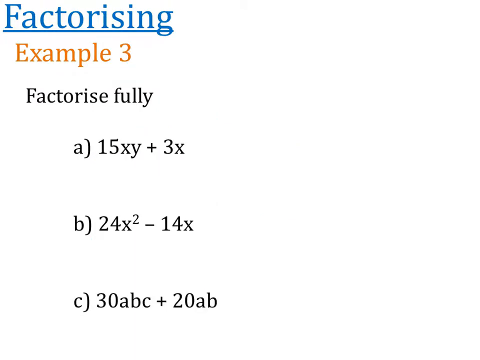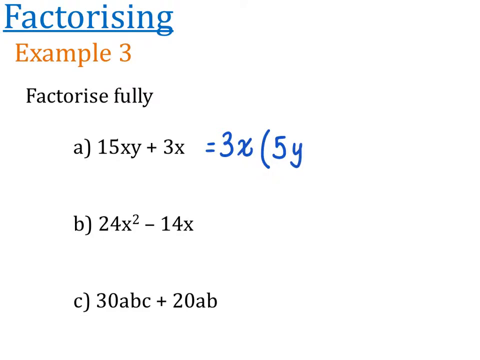All right, so we start by figuring out, what do 15 and 3 have in common? And they have 3 in common. And what do xy and x have in common? They both have an x. And then we ask ourselves, what times by 3 gives us 15? And that's going to be 5. And what times by x gives us xy? That's going to be y.